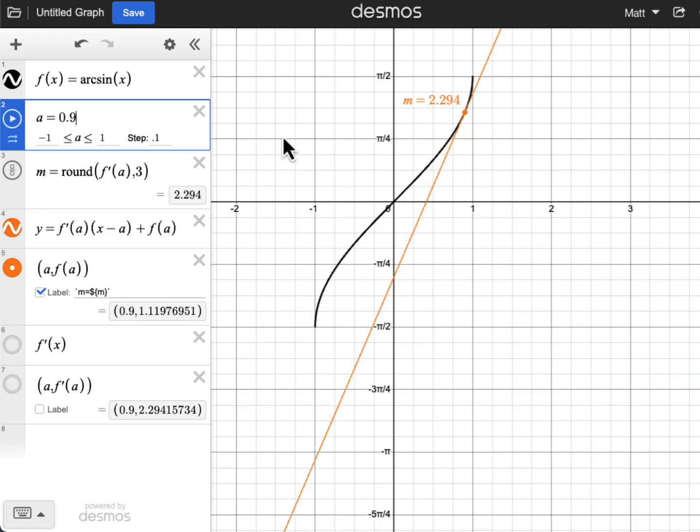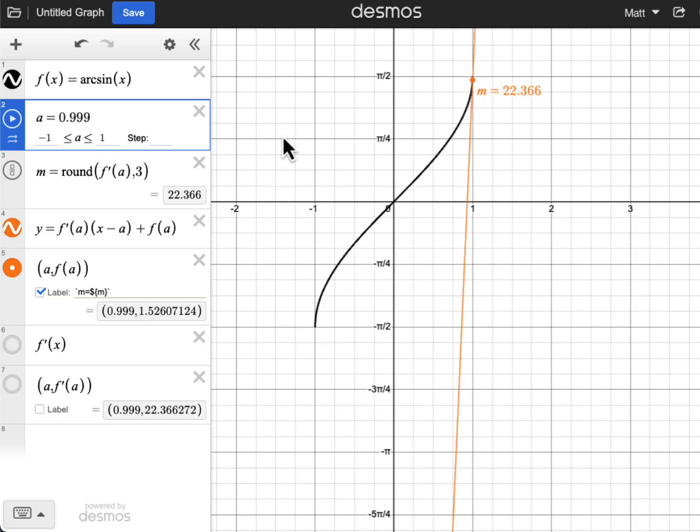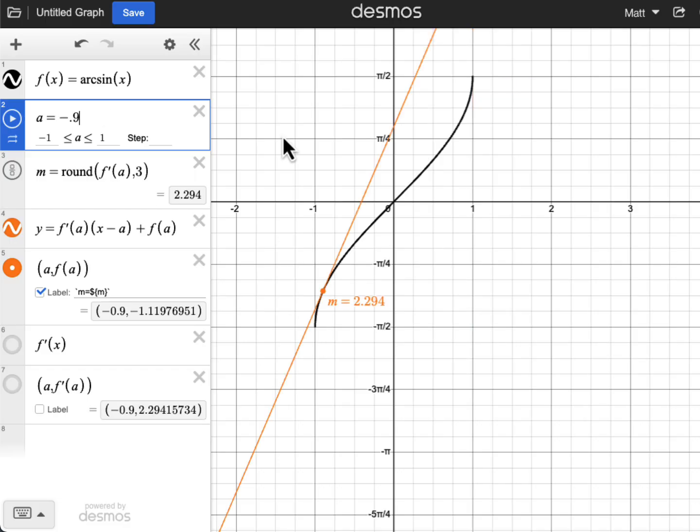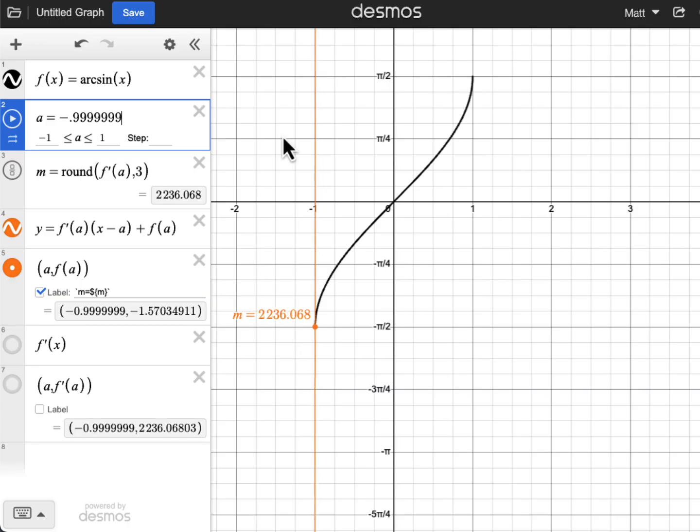Now notice as I get closer and closer to the right side of this graph, the slope becomes very steep, getting closer to a vertical tangent. Also true as I get closer to the left end of this domain. The slopes also get very large and positive, getting closer to infinity or a vertical tangent.